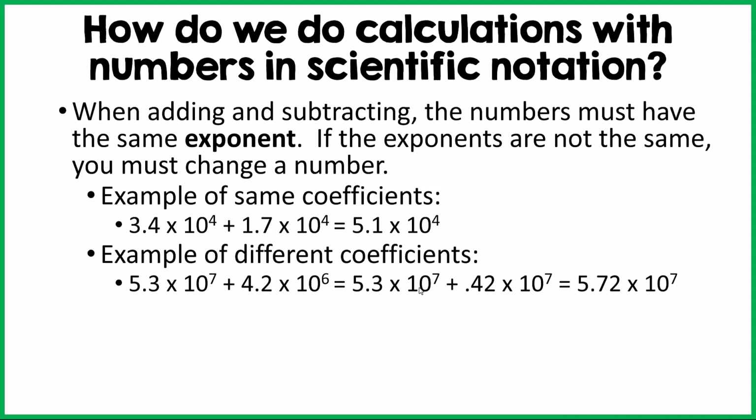So these now are equal. Obviously, this is not what we're looking for here, because it's not between 1 and 10, but it's a temporary fix that allows us to add these two numbers together. So now we can add the coefficients since the exponents are the same, and we end up with 5.72 times 10 to the 7th.